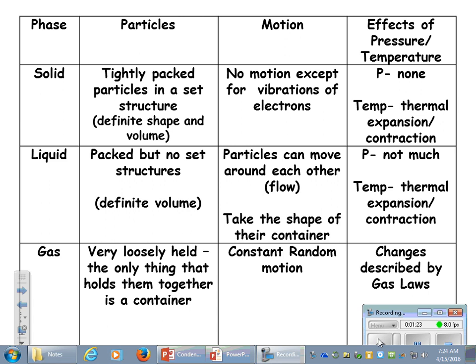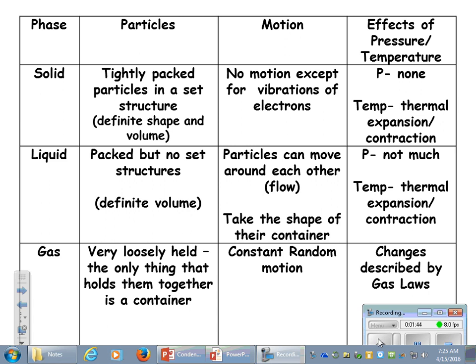Liquids also have a definite volume, and sometimes this confuses students. But I want you to think about this. If you have 2 liters of soda pop in a container and you spill it, it's no longer in the container, but it still is 2 liters of soda pop. So liquids also have a definite volume, but no definite shape. They take the shape of their container.